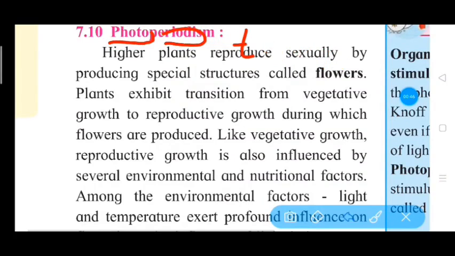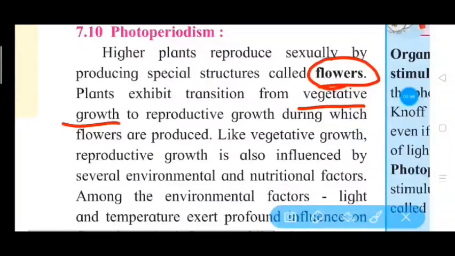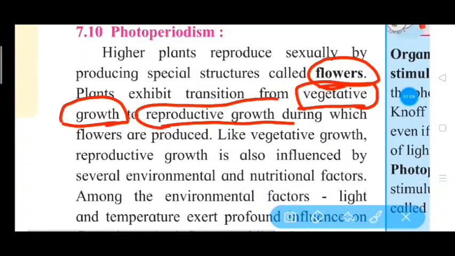Higher plants reproduce sexually by producing a special structure called a flower. Plants exhibit a transition from vegetative growth to reproductive growth. At the early stages, plant growth is known as vegetative growth, and later the next stage starts, that is reproductive growth, where plants produce their reproductive organs like flowers.